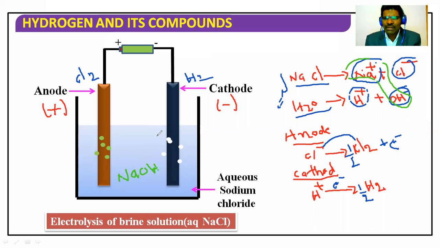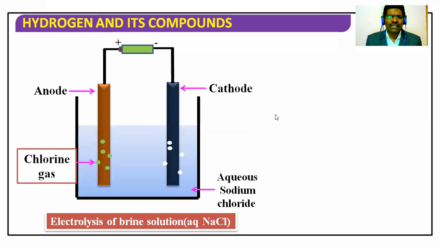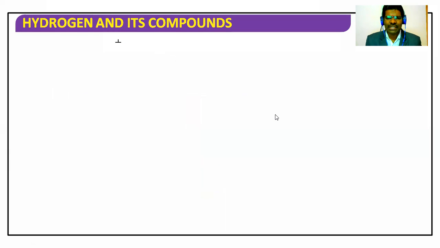So in the manufacture of sodium hydroxide and chlorine gas, hydrogen gas is obtained as a byproduct in the electrolysis of aqueous NaCl or brine solution. I hope you understand, dear students, about this. Let us see how hydrogen gas is liberated. Hydrogen as well as chlorine. This is chlorine gas. This is hydrogen gas.